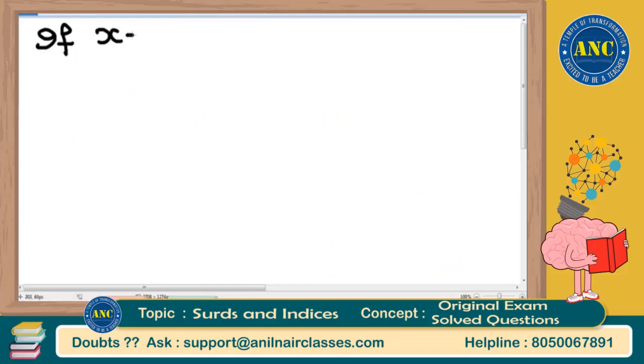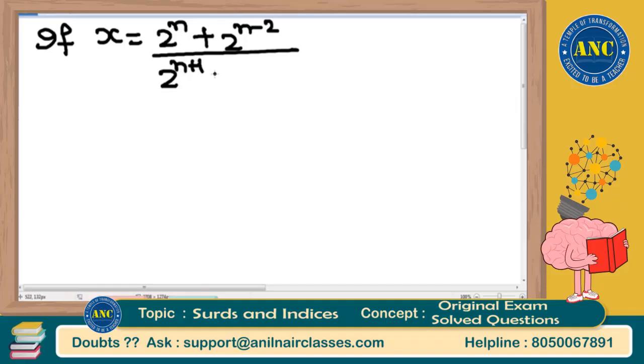If x is equal to (2 power n plus 2 power n minus 2) divided by (2 power n plus 1 plus 2 power n), then find the value of x. Now listen carefully.